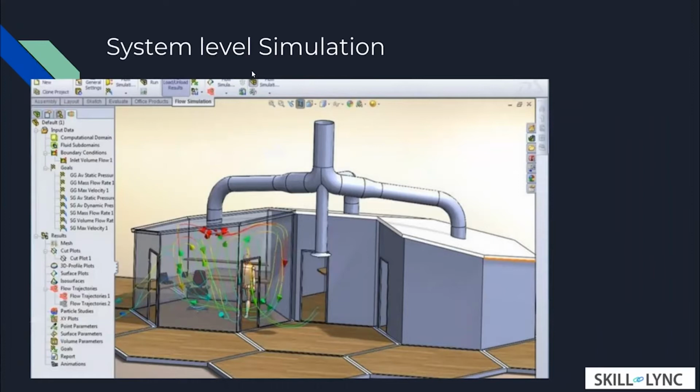I think at this point we are ready to talk about system level simulations. So this is one of the simulations that was set up using SolidWorks. And what we are actually having here is we don't have to worry about what type of building this is. Let us just say that this is some type of a building. You have individual rooms here, and you have basically an air handling system here, right?